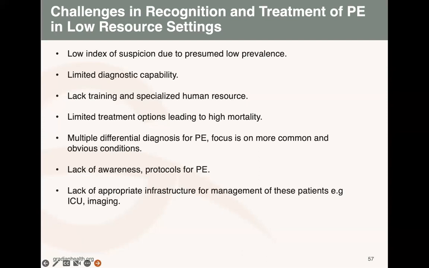So, low index of suspicion due to presumed low prevalence. These are the factors that make us miss PEs in our setting. We have limited diagnostic capabilities. I don't know about other people's countries, but in my country, not every hospital has a CT scan. So sometimes you can get a patient and even if you think about it, you still cannot make a diagnosis because you don't have a CT scan.